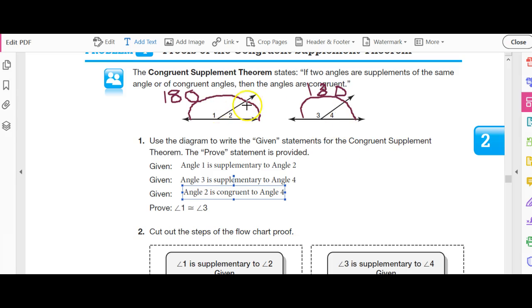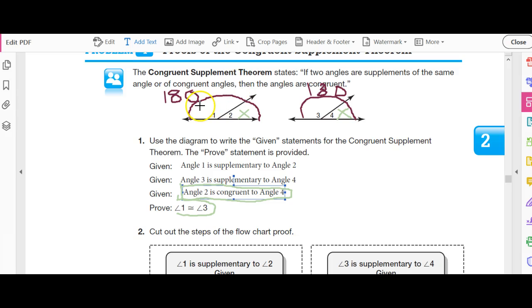So they are together 180, together 180, and then let me change colors here for a minute. This part right here, the one that's in the box, right? Angle 2 is congruent to angle 4. So if its measure is x, then angle 4 has to also be x, right? So what does that tell us about angles 1 and 3?